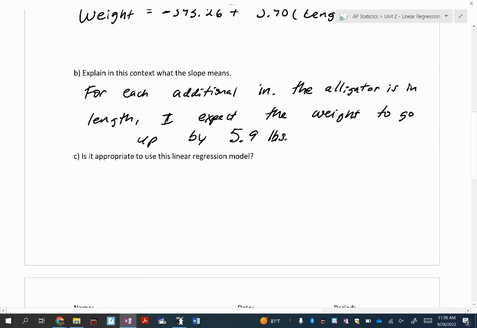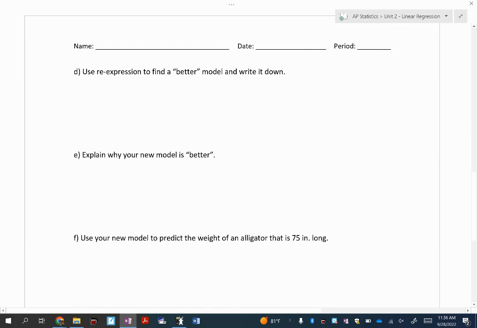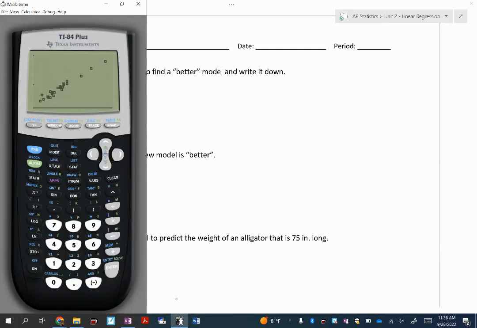All right, so let me just answer C since I kind of already did it. So is it appropriate? I would say no, right? This is for the original, because the form for the original scatter plot is not linear. All right, I think it was distinctly curved. Okay, so let's go to a re-expression here. So I'm going to go with this one, the log.